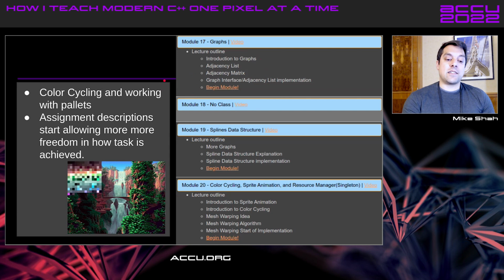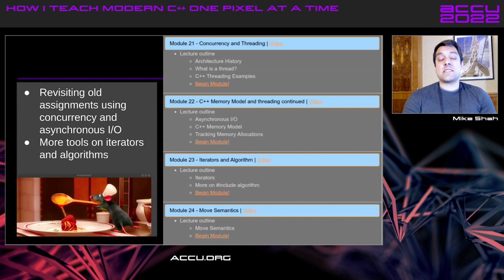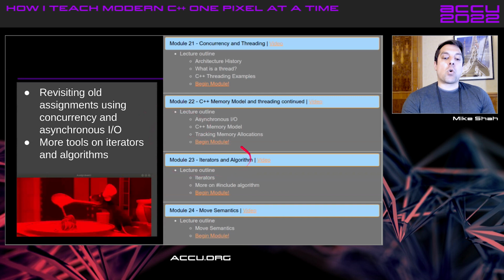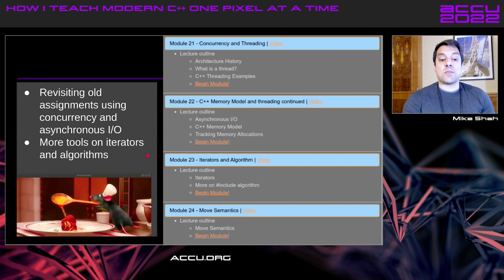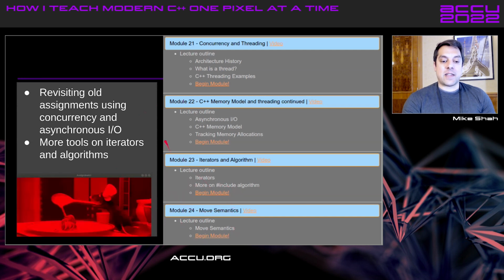Folks work on the color cycling problem here, so they can think about loading data and manipulating an interesting data structure to implement this, and so on. And then we've got revisiting some topics again. So image processing here. They're thinking about concurrency, threading, and talking about a little bit deeper topics, getting into the memory model about how threading starts to work. More iterators and algorithms, so maybe they can revisit this image processing example, doing some more interesting stuff, and then move semantics to make things a little bit faster.